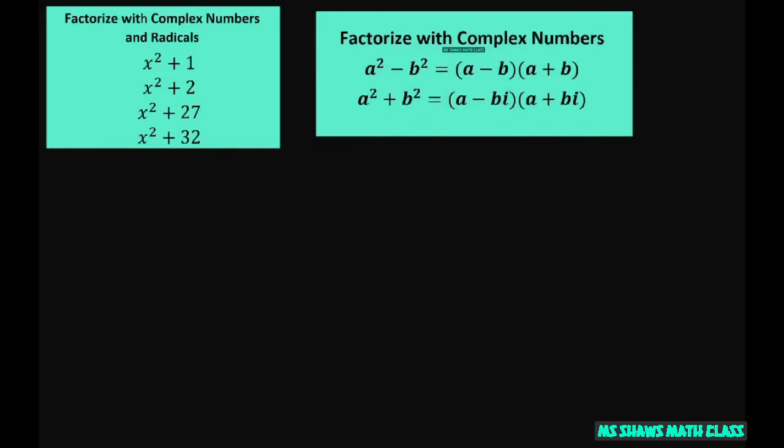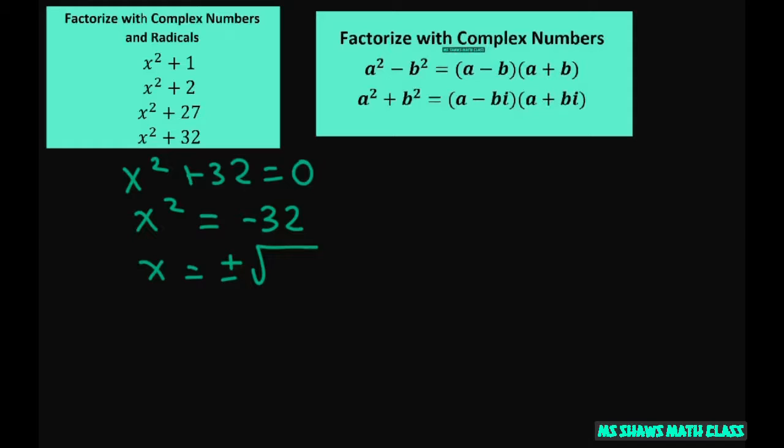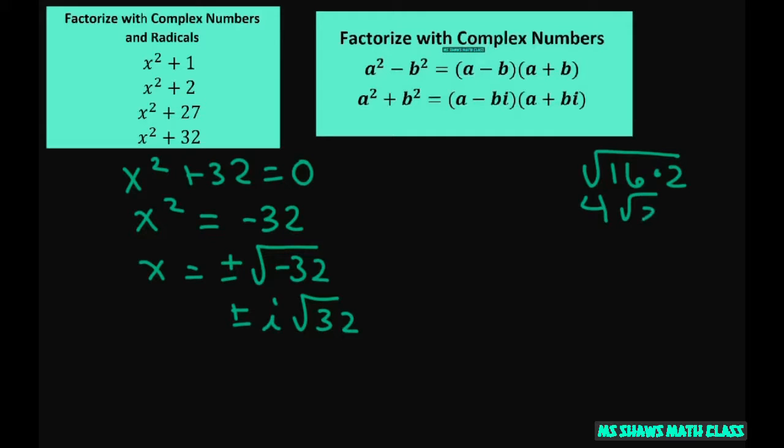Let's do it. First thing, let's just set it up this way. So x squared plus 32 equals 0. x squared equals negative 32. So x equals plus or minus the square root of negative 32. Now pull out the i, so you get plus or minus i square root of 32. When you simplify 32, pick a perfect square, the biggest one you can. So that's 16 times 2. So this is 4 square root of 2.